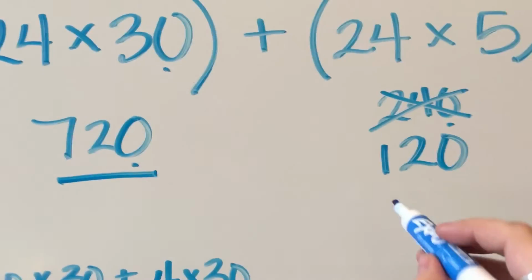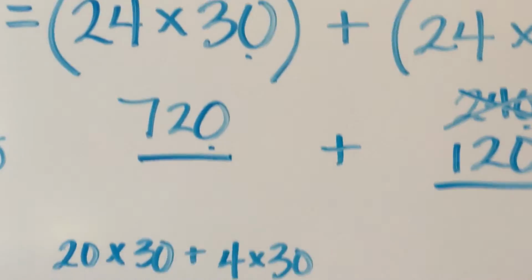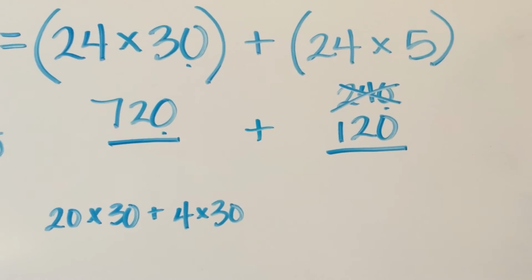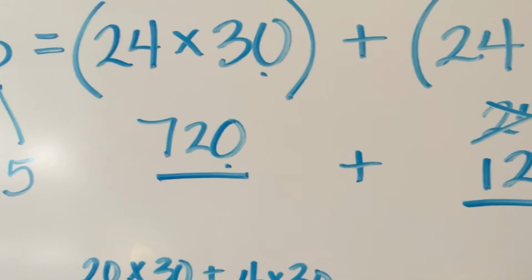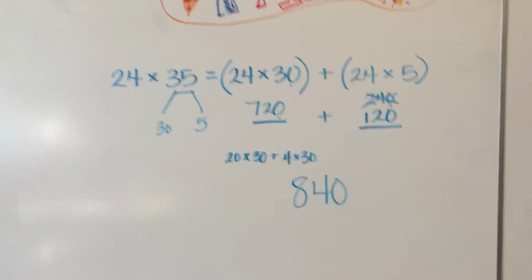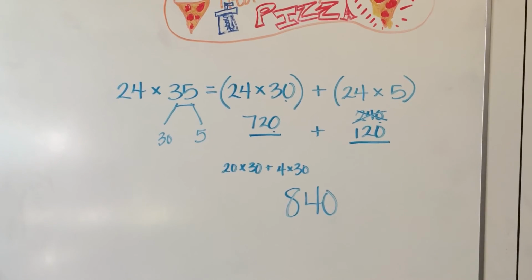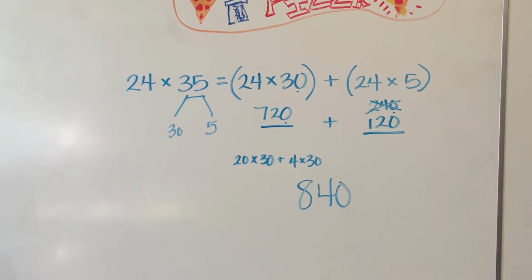A product is the answer in multiplication, and these are partial products, and then my job is to add them together. So 720 plus 120 is 840. And that is how you would solve that problem using the distributive property. I'm going to upload a separate video to show how to solve it using a different strategy.